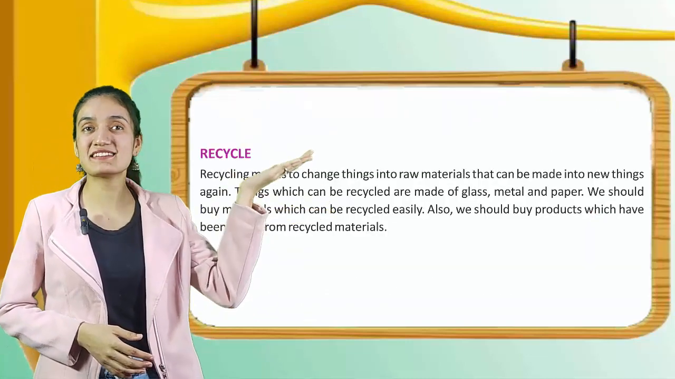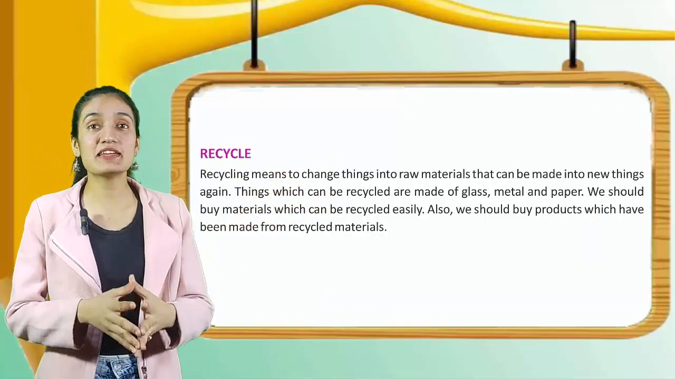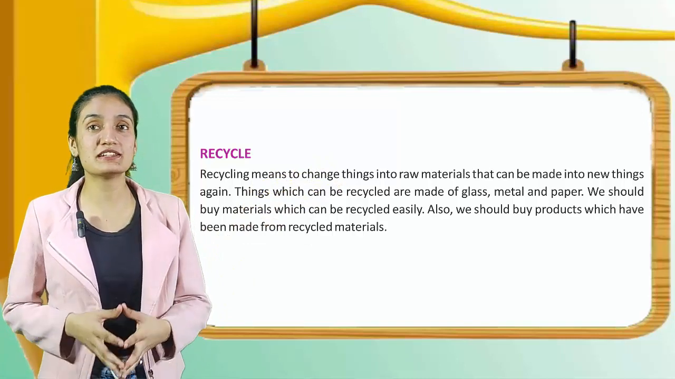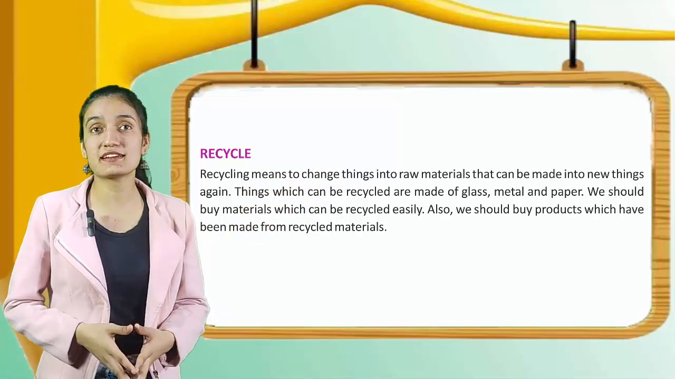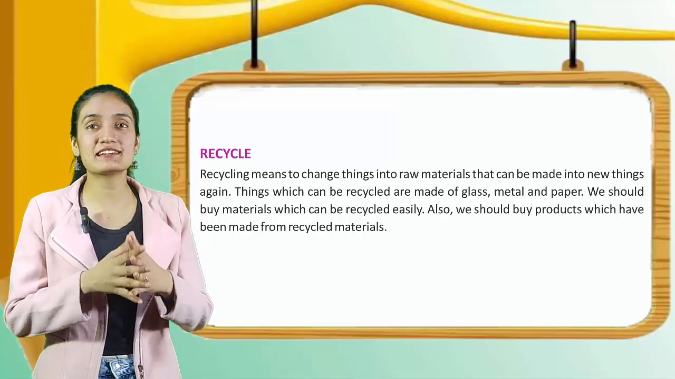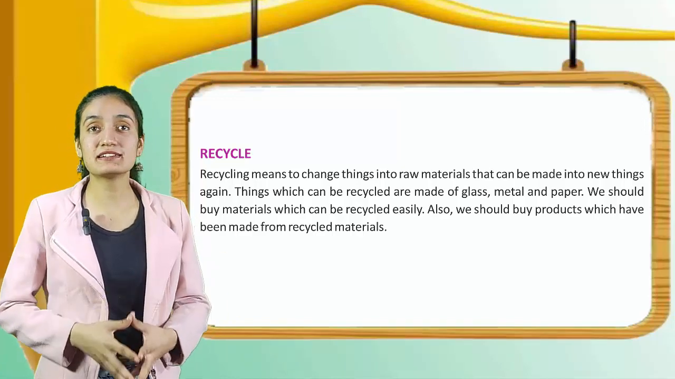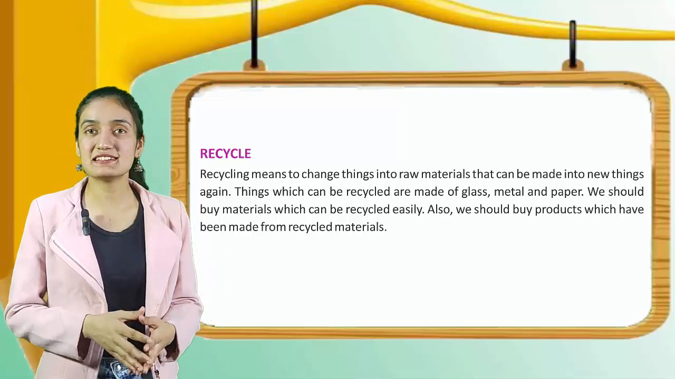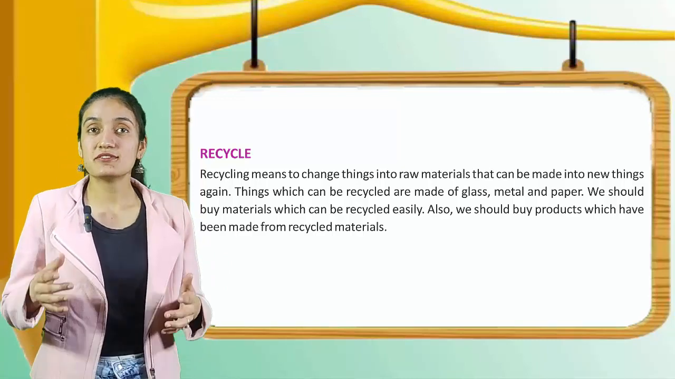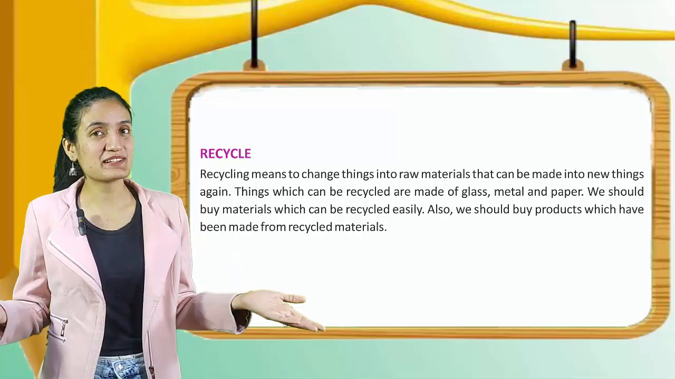Then next is recycle. Recycling means to change things into raw materials that can be made into new things again. Things which can be recycled are made of glass, metal and paper. We should buy materials which can be recycled easily. Also, we should buy products which have been made from recycled materials.